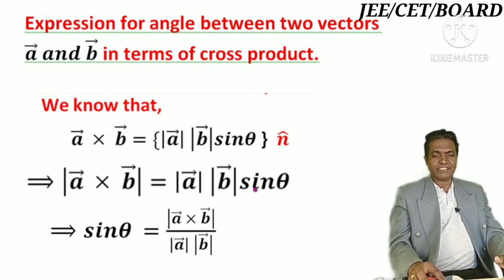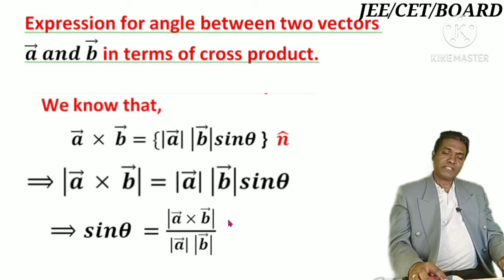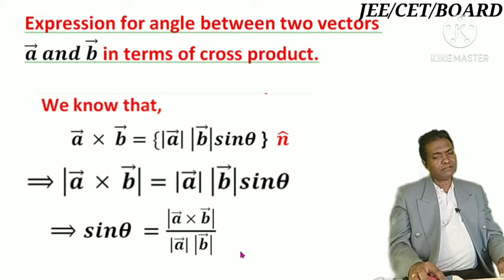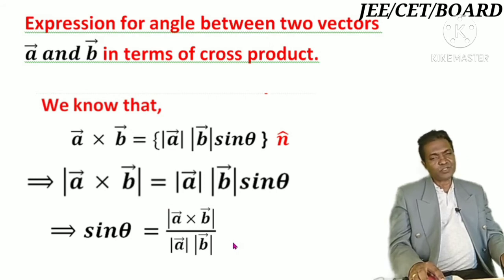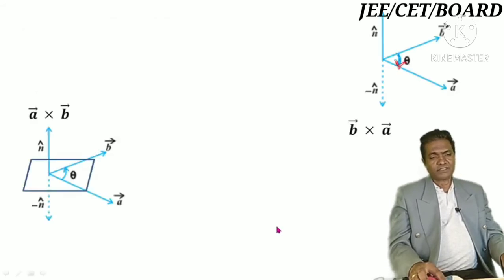So sin theta is equal to, transfer these to the left, you will get this. So this sin theta is equal to the magnitude of vector A cross B divided by the magnitudes of the individual vectors. So you have to remember this to find the angle between two vectors in terms of cross product.